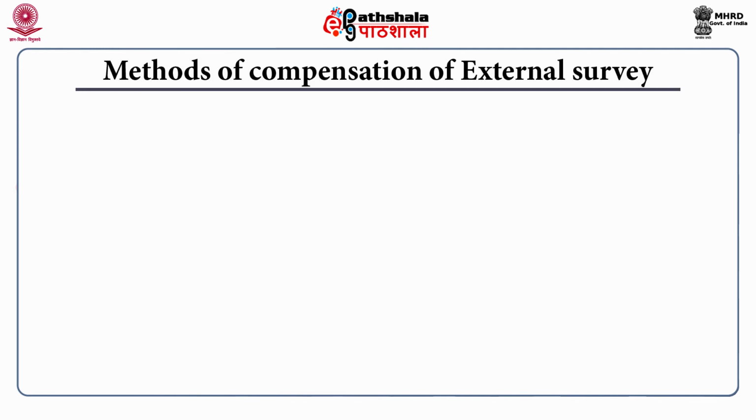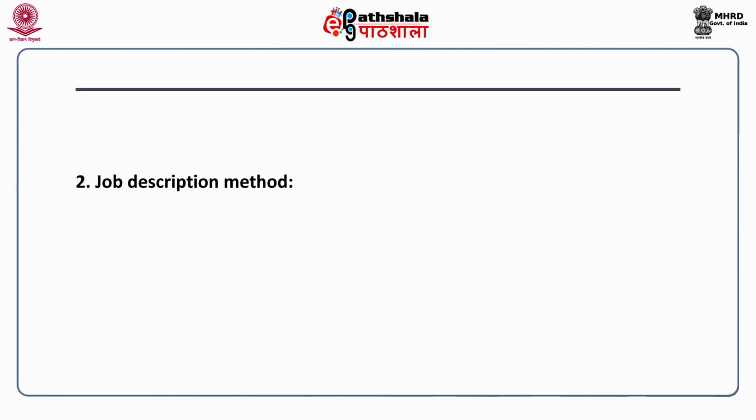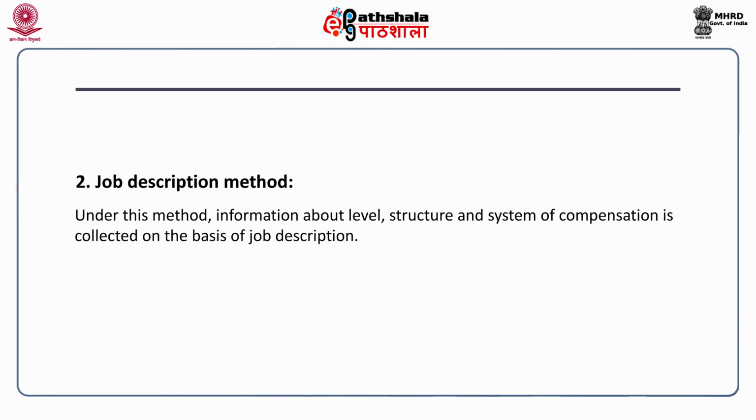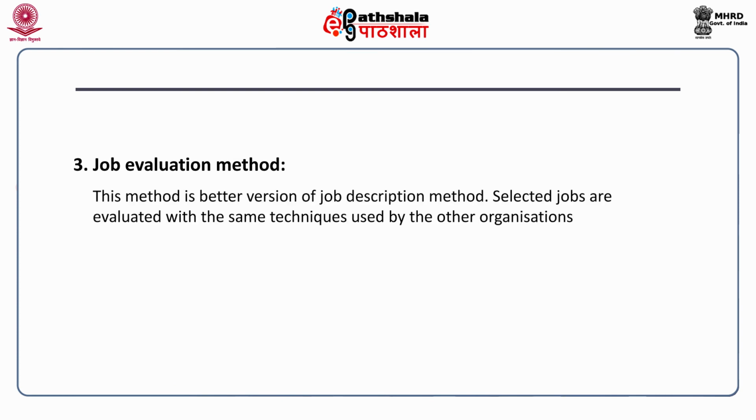Methods of compensation external survey. Job title method. Under this method, organizations which conduct an external compensation survey collect information about level, structure and system of compensation from other organizations on the basis of job title. Job description method. Under this method, information about level, structure and system of compensation is collected on the basis of job description. Job evaluation method. This method is a better version of the job description method. Selected jobs are evaluated with the same techniques used by the other organizations.